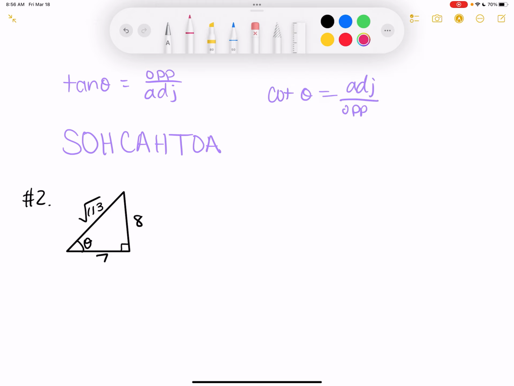All right, so set them up. Sine, cosine, tangent, cosecant, secant, cotangent.